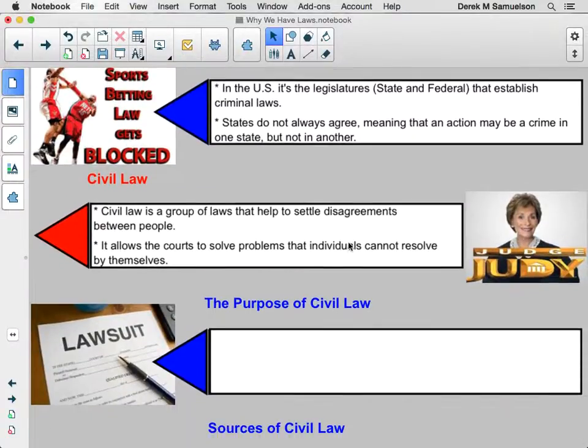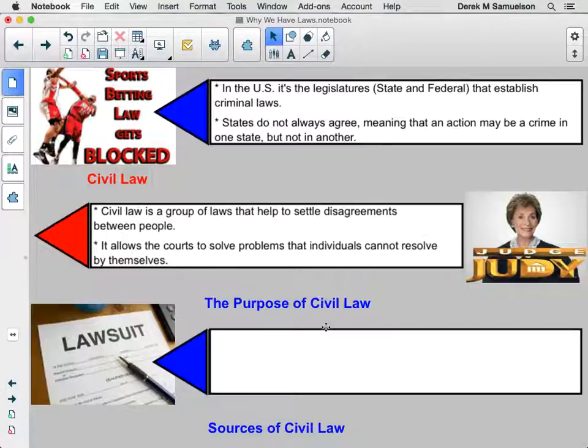Now let's look at civil law. Civil law is a group of laws that help to settle disagreements between people. No crime has been committed, but there is a disagreement that needs to be resolved. And the courts can take an active role in helping people resolve these problems if they can't do it themselves.